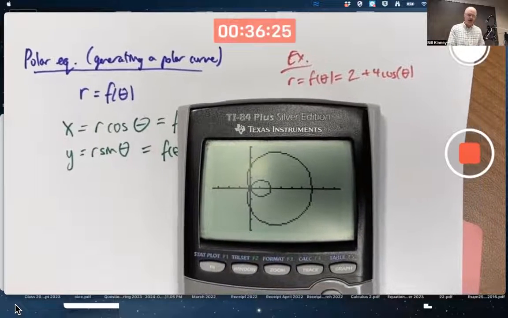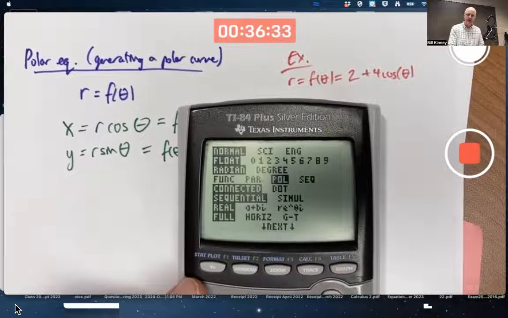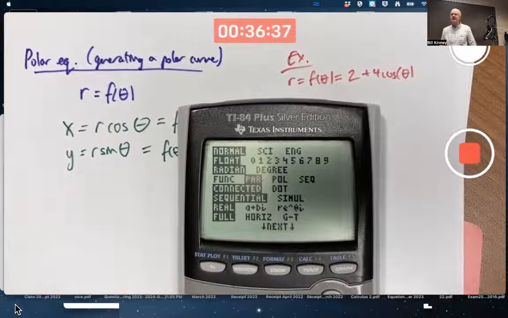I could also graph this with parametric mode, this exact same curve. However, if I use parametric mode, go back to my mode screen, go to par instead of pole. If I use parametric mode, I don't plug in the function f of theta.